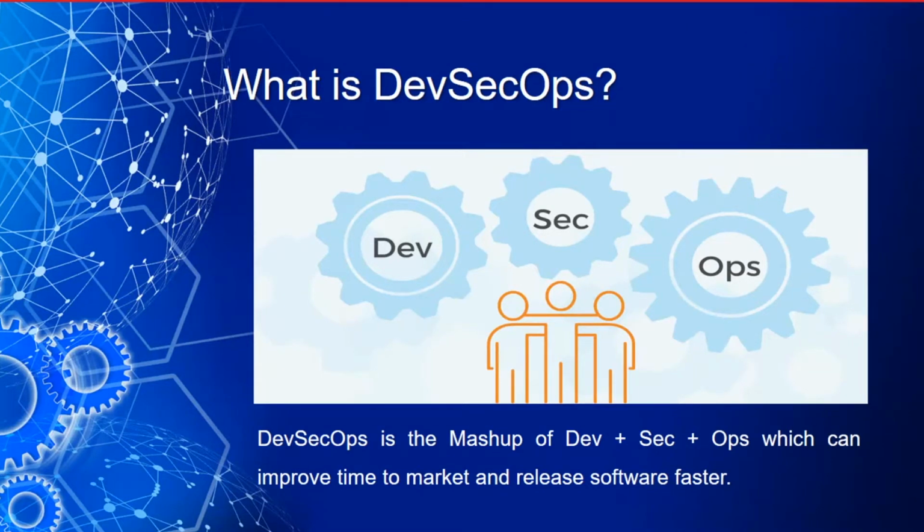So instead of having three different teams for doing three different jobs, development, security, and operations, we are going to have one unified team which takes care of all these three components: development, security, and operations. So DevSecOps is a short form of development, security, and operations. It is the evolution of the DevOps philosophy. It is the process of injecting security into the software development lifecycle.